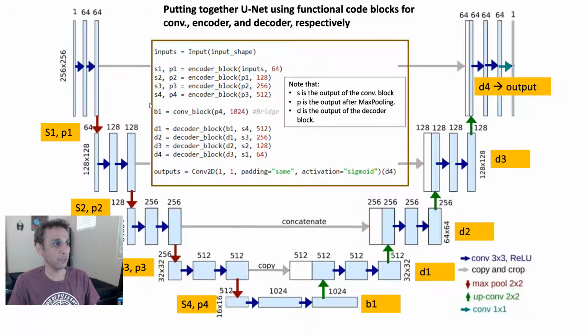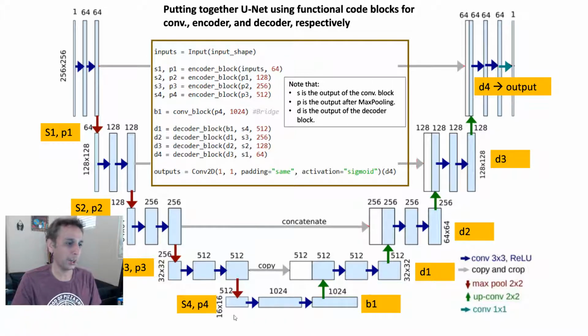The next one, S2P2. What are these outputs? Again, encoder block gives us two outputs. Remember, one is just the convolution block result, and the other one is the max pooling result, which is P. So S2P2 is basically our encoder block with an input of P1, because remember, the whole point of your max pooling output is it goes as input to the next block. Okay, so P1 and how many filters? 128. So repeat this 4 times until you get down to 512 right here.